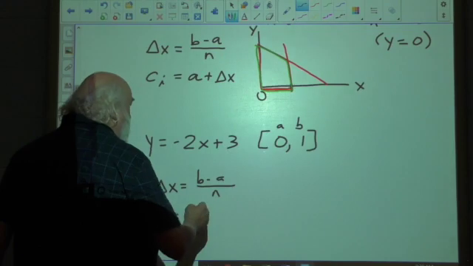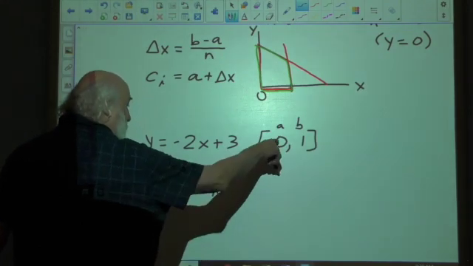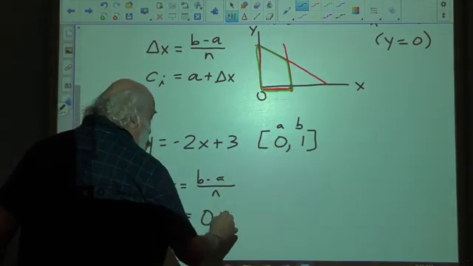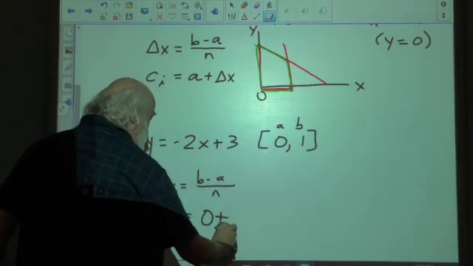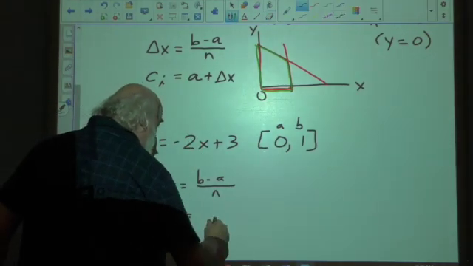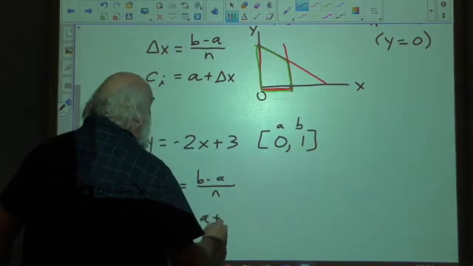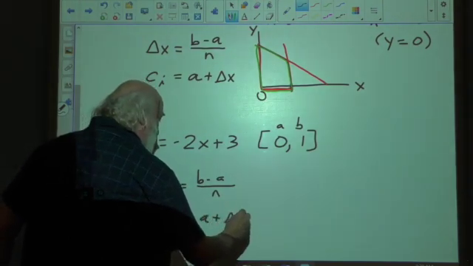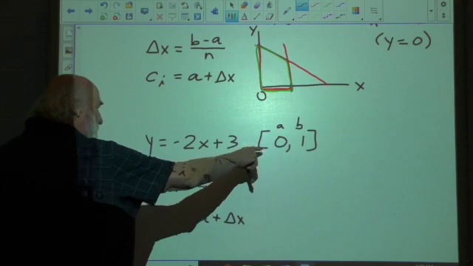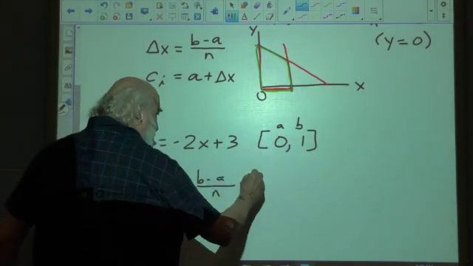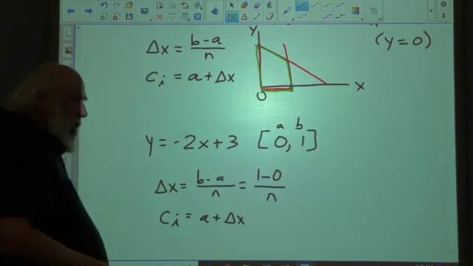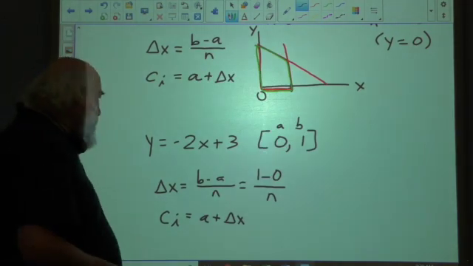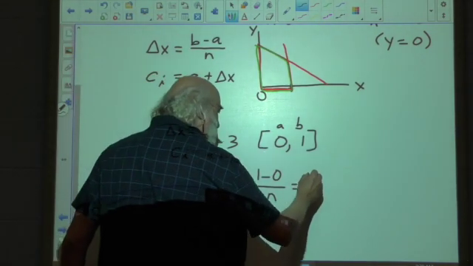And we have A, which is here 0, and delta x, I should probably put the delta x equals there, and then put the values in there to go through this. So, b minus a, 1 minus 0, over the unknown n. So this, of course, gives us 1 over n.